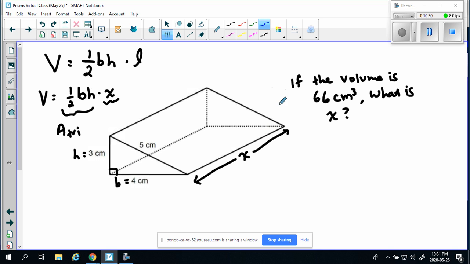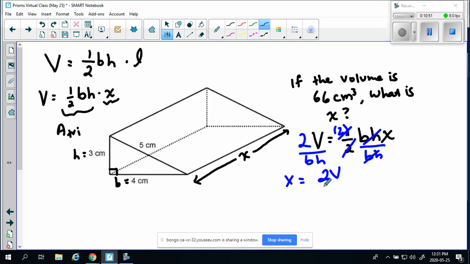So firstly, I'm going to isolate for x because that's how I do things. And then I will put in the values later. So first I'm going to multiply both sides by 2 to get rid of the 1/2. And then I'm going to divide both sides by base times height to isolate for x. So x is equal to 2 times the volume divided by the base and the height of the triangle.